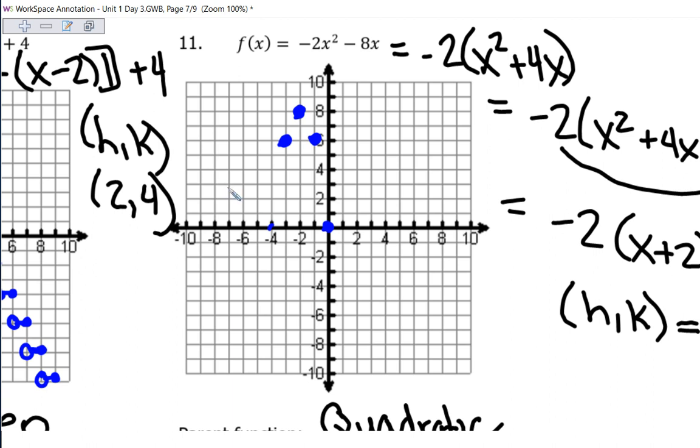If I go over 3, what's 3 squared? 9. If I double that, that gives me 18. So over 3, down 18, puts us at the very bottom. So it moves left 2 units, up 8 units, they're reflected downwards, and it's stretched by a factor of 2.